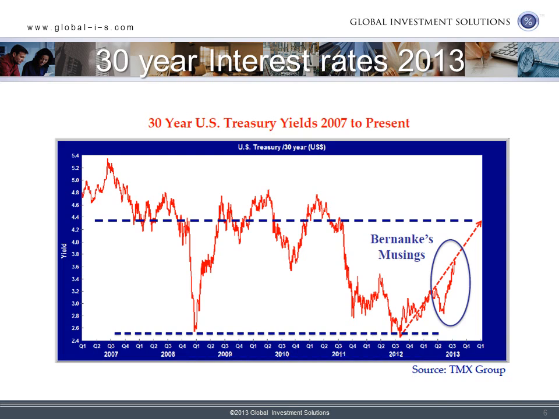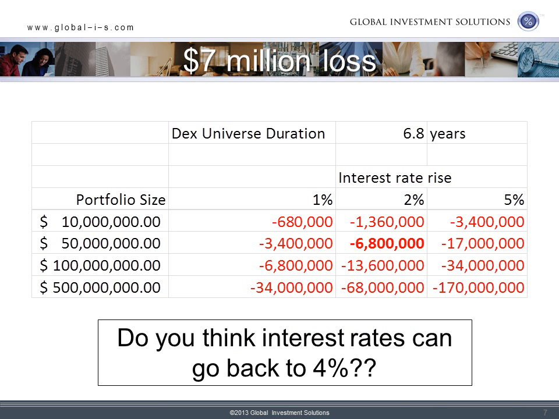The goal is to prevent damage to your portfolio from the rise of interest rates, and we have to look at that and see if that's worth doing. To do that, we look at the effect of an interest rate rise on the value of your portfolio. You can see over here, for a $50 million portfolio, if interest rates rise 2%, you will lose roughly $7 million on the value of your portfolio. So the question is, can you handle a $7 million loss? Or more importantly, do you think interest rates can go back to 4%? Because if you do, the loss is going to be much higher than $7 million, pardon me.